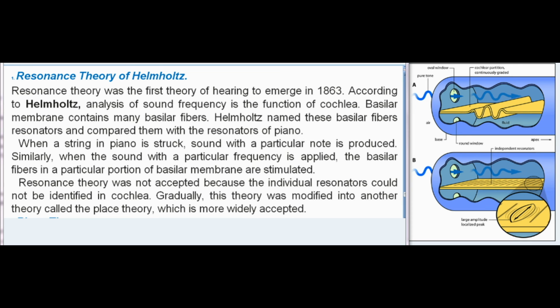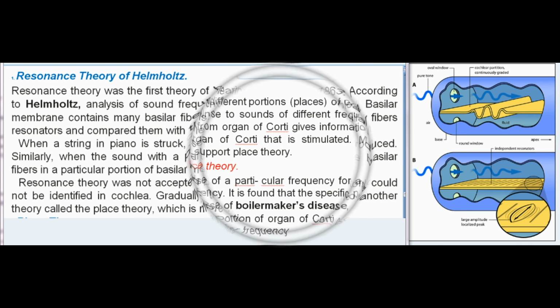When a string in piano is struck, sound with a particular note is produced. Similarly, when the sound with a particular frequency is applied, the basilar fibers in a particular portion of basilar membrane are stimulated. Resonance theory was not accepted because the individual resonators could not be identified in cochlea. Gradually, this theory was modified into another theory called the place theory, which is more widely accepted.